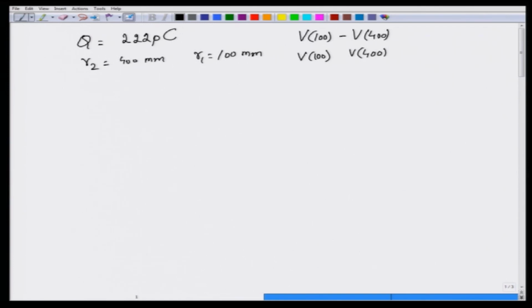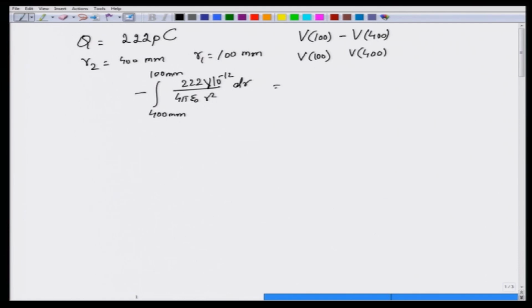Now, you can do it in two ways. One, you can write down that integral V and integrate from 400 to 100. You have 222 picocoulombs divided by 4 pi epsilon 0 r square. So, let me remove the coulombs from here. You have 222 picocoulombs, which is 10 to the power minus 12, and then integrating along, moving from R2 to R1, from 400 mm to 100 mm.